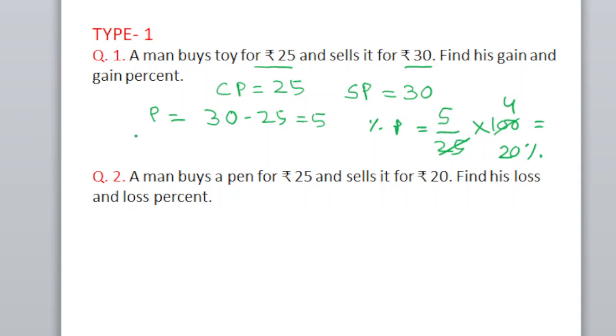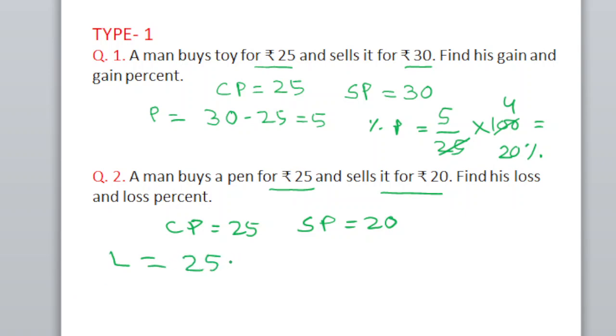Now question number 2. A man buys a pen for rupees 25 and sells it for rupees 20. Find his loss and loss percentage. Now here, buy means CP. So here CP is equal to 25 and SP is equal to 20. As here the selling price is less than that of the cost price, that means there is a loss, and that loss is equal to CP minus SP.